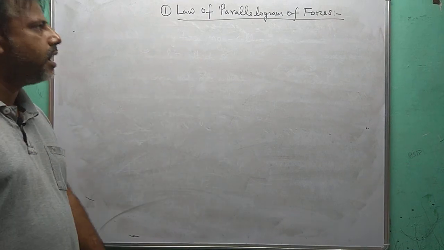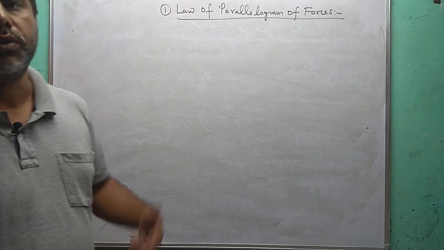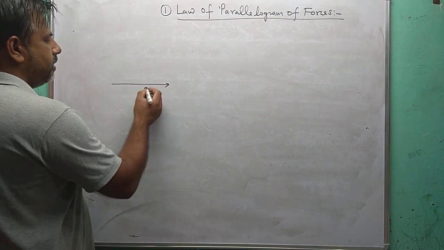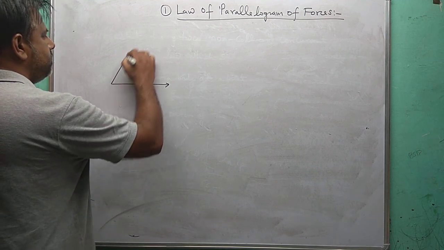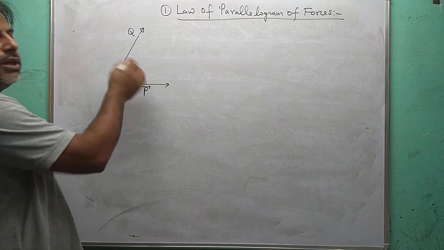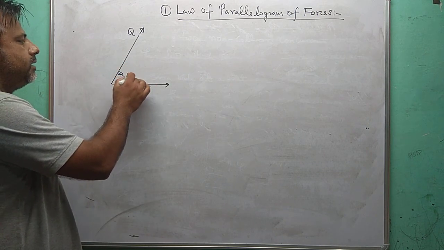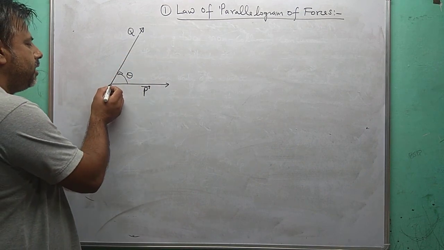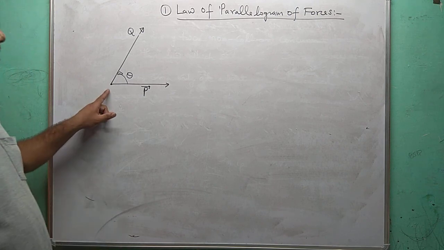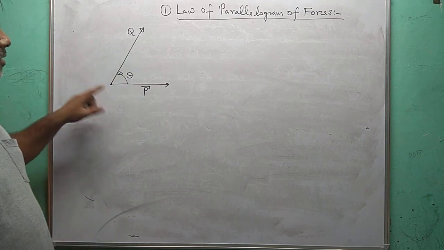Parallelogram of forces is used to find out the resultant of two non-collinear and concurrent forces. Suppose this is my first force, the P force vector, and another one is the Q force vector. These are non-collinear, not in one line, and both are at an angle theta to each other. And concurrent means both forces pass through a common point.